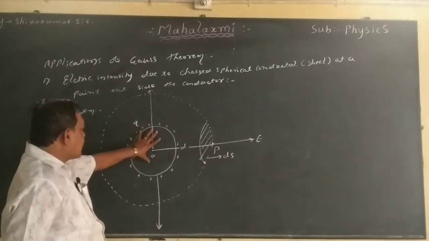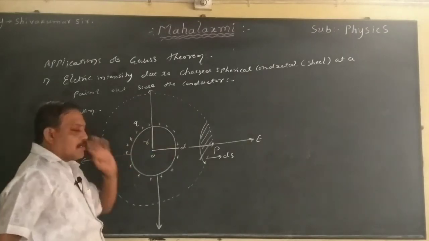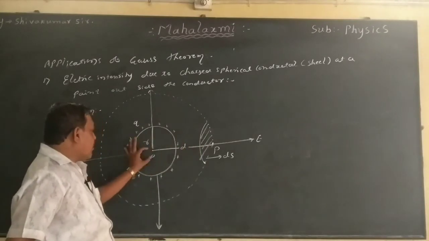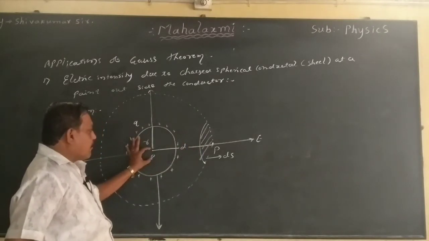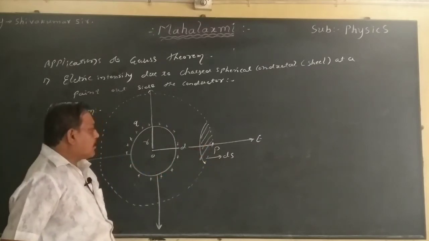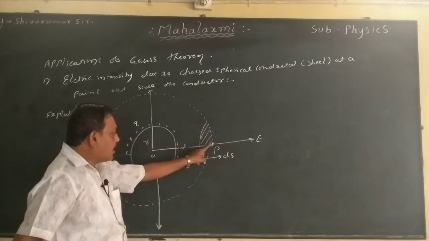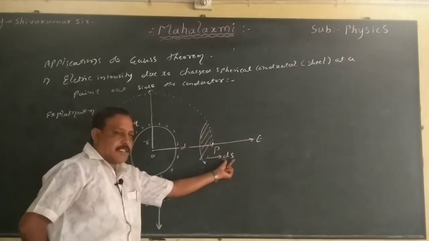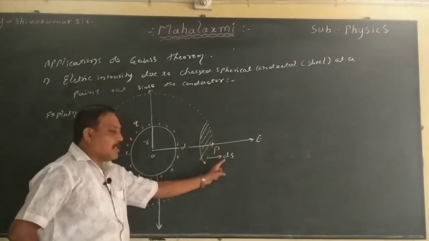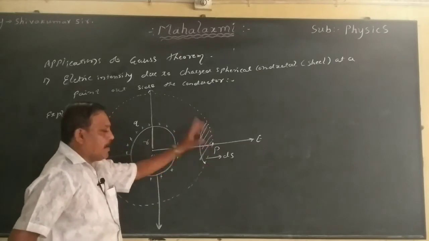Consider a spherical conductor of radius r where the charges are uniformly distributed. Let P be a point at a distance d from the center of the spherical conductor where the electric intensity is to be determined. Consider a small surface area ds around the point P, where E and ds are in the same direction, then theta equals 0. My aim is to calculate the electric field at point P.